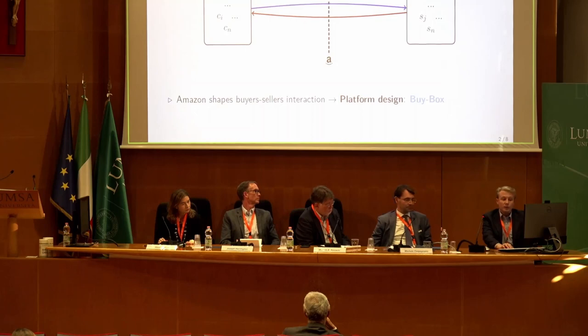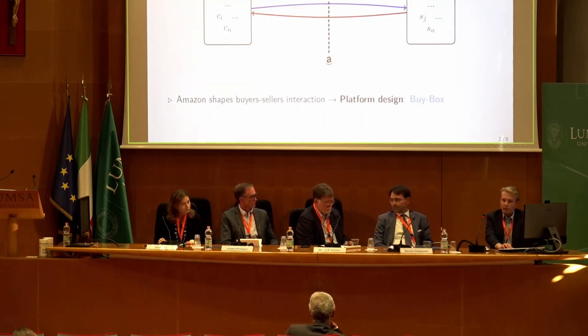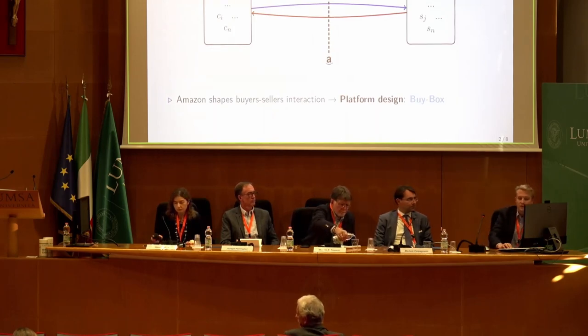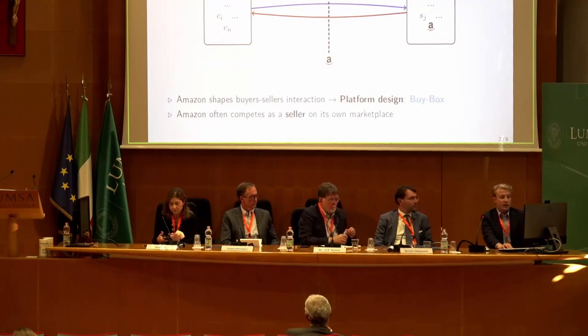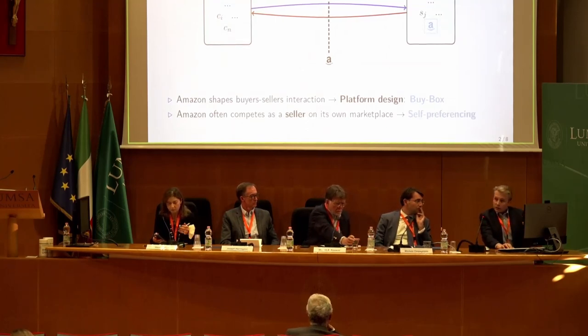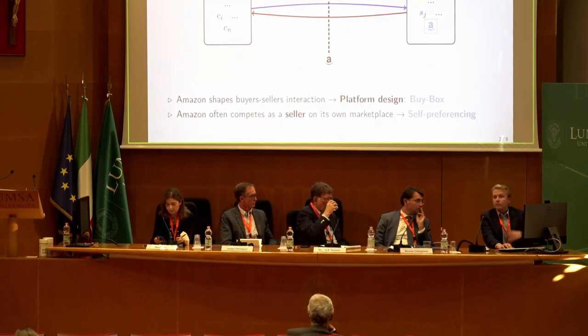In particular through its platform design choices. And the buy box is just an example of a design choice. So putting, for instance, in this case, the second seller into this prominent position. However, Amazon often competes as a seller on its own marketplace, so it could be within the set of sellers, and it could also self-select into the buy box. And this could be an example of self-preferencing.